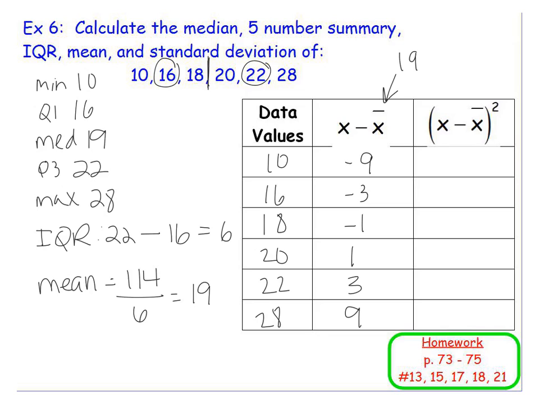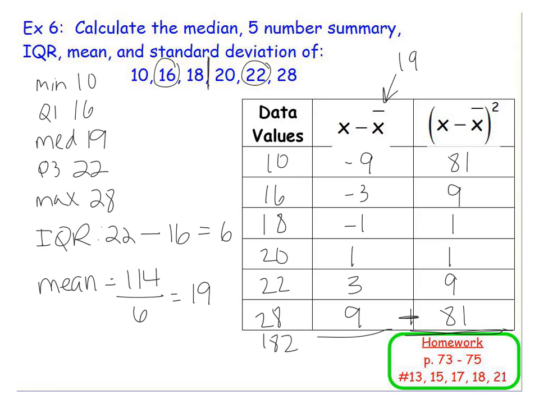So again, we have to square each one of these. Negative 9 squared is positive 81. Negative 3 squared is 9. Negative 1 squared is 1. 1 squared is 1. 3 squared is 9. And 9 squared is 81. I have to move over to the other side because I'm out of space. Next step, we have to add them all up. If you add them all up, you get 182.